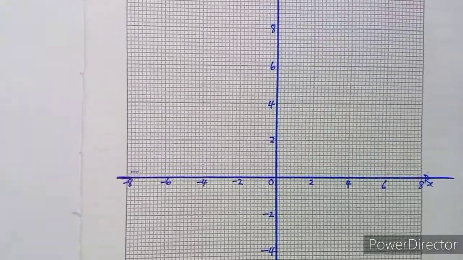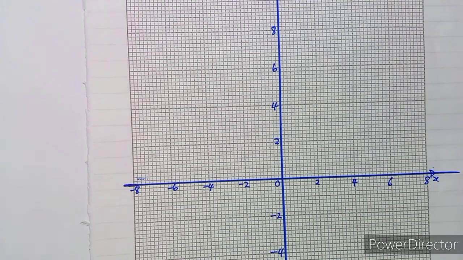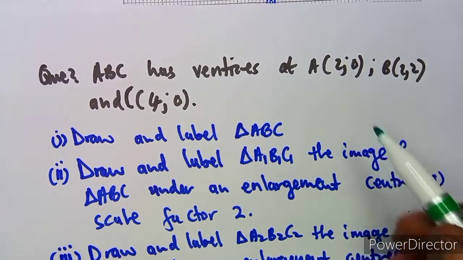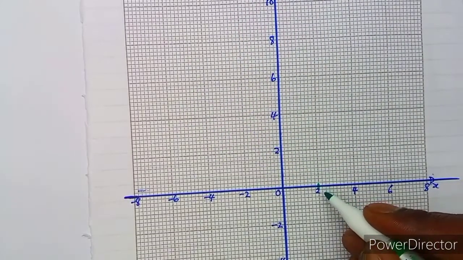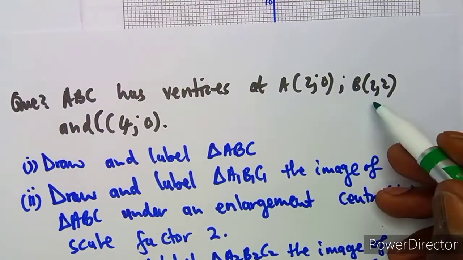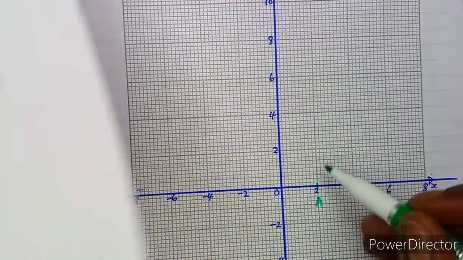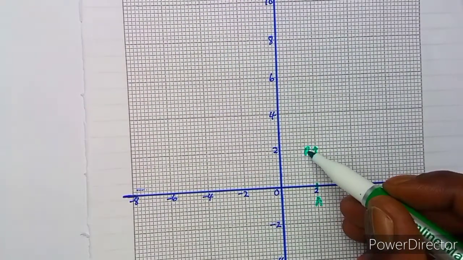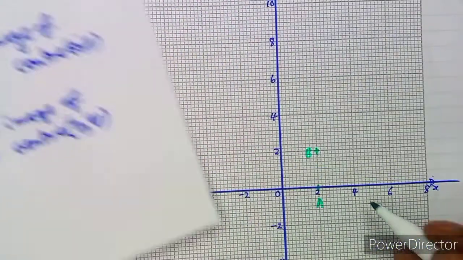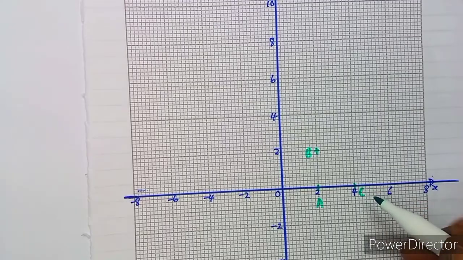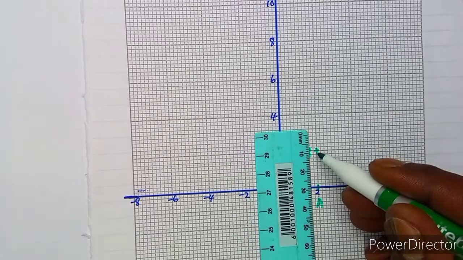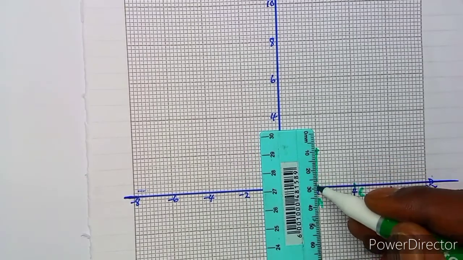So let us quickly have our triangle ABC, with the coordinates at A, which is (2, 0) here. That's our point A. Then B, which is (2, 2), somewhere here. Then C, which is (4, 0) here. That's our C, sorry. So we can even join here to complete our diagram, guys. Where did I put the ruler now? Okay, let's just use this one.